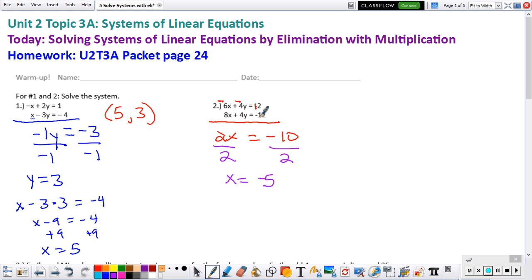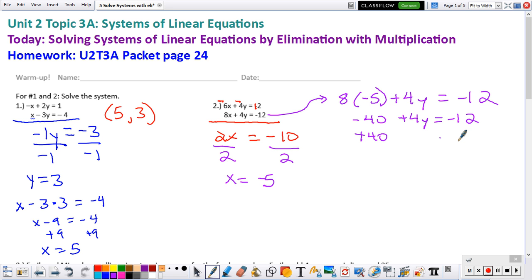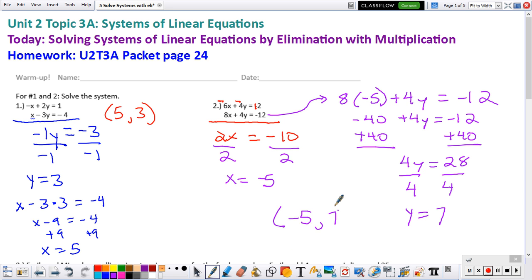Now I'm going to take my negative 5, I'm going to plug it back in. It really doesn't matter which equation, I'm just going to use the second one because it's all clean looking. So I'm going to go 8x, now x is negative 5, plus 4y equals negative 12. 8 times negative 5 is negative 40, plus 4y equals negative 12. Add 40, and we get 4y equals 28. Divide by 4, and y equals 7. So my ordered pair for number 2 is negative 5, 7.